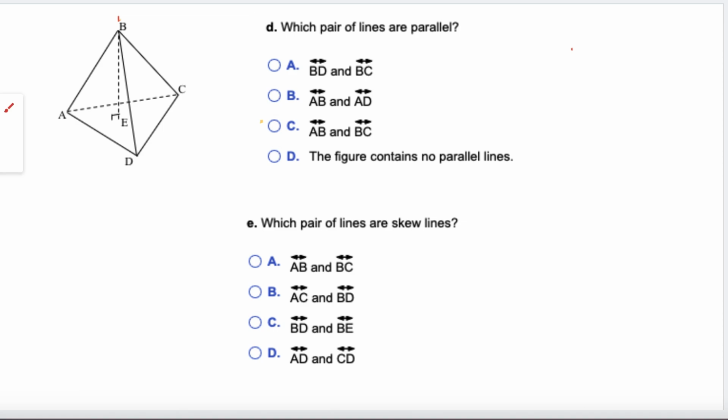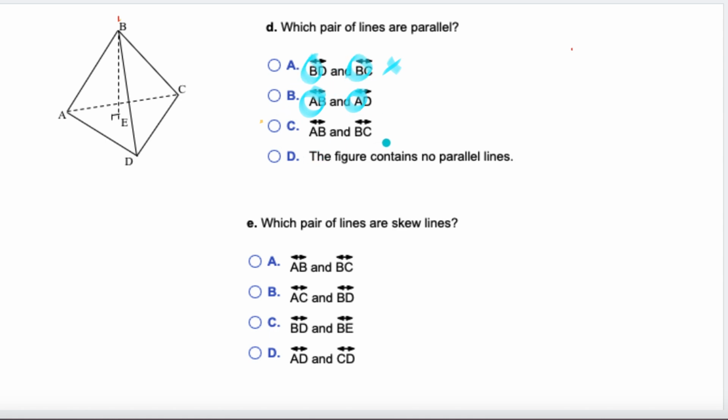So let's take a look at the first thing. Lines BD and BC, they are intersecting at B, right? So it's not parallel. They are intersecting. AB and AD, we already know they intersect at A. This one intersects at point B.